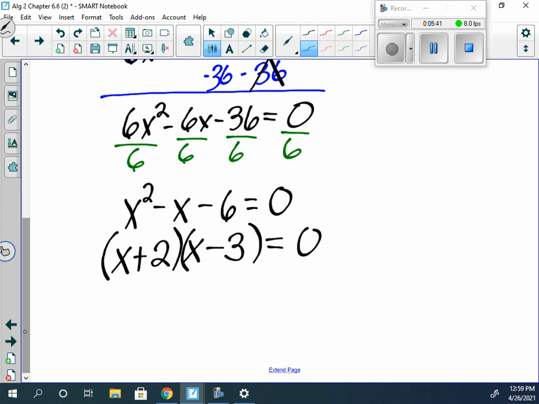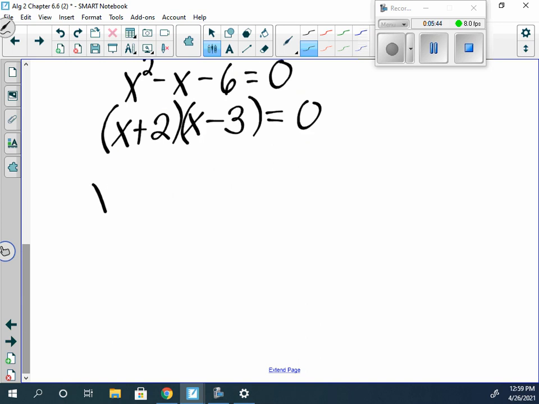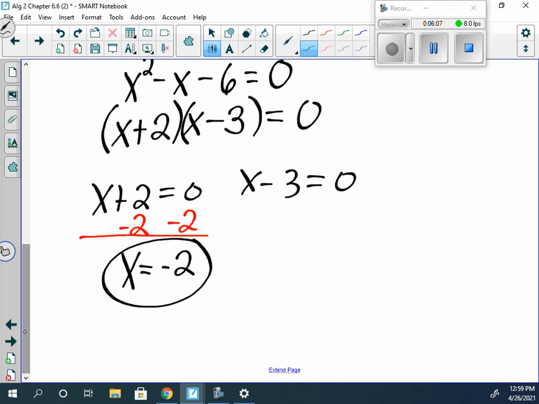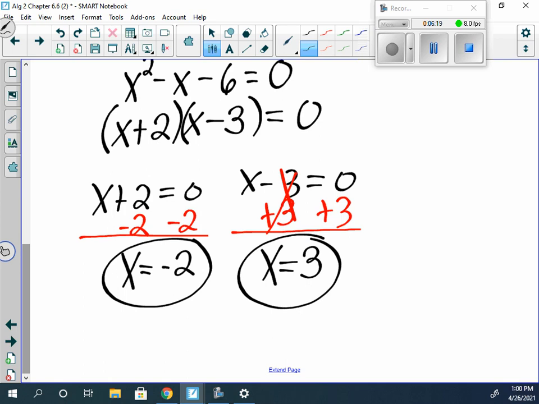Now, because we do have two things multiplied together to equal 0, one of these must be equal to 0. So we can set both of them equal to 0 and solve for the value of x. For this one, we would subtract 2 from both sides of the equation, which would tell us x is equal to negative 2. And for our other equation, we would add 3 to both sides of the equation. These would cancel and tell us that x is equal to 3.